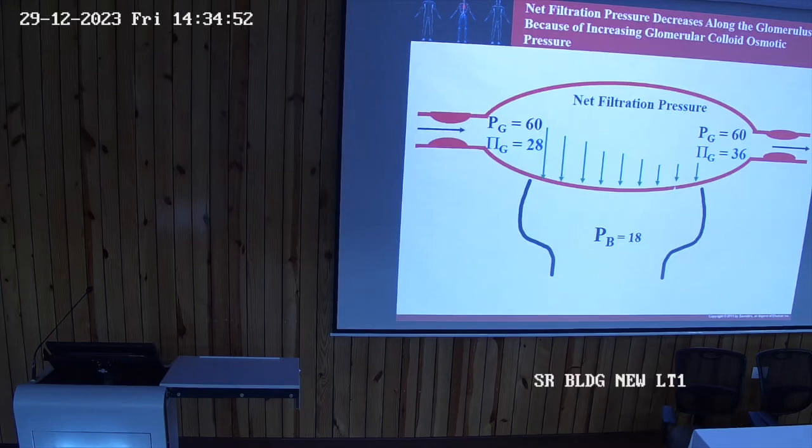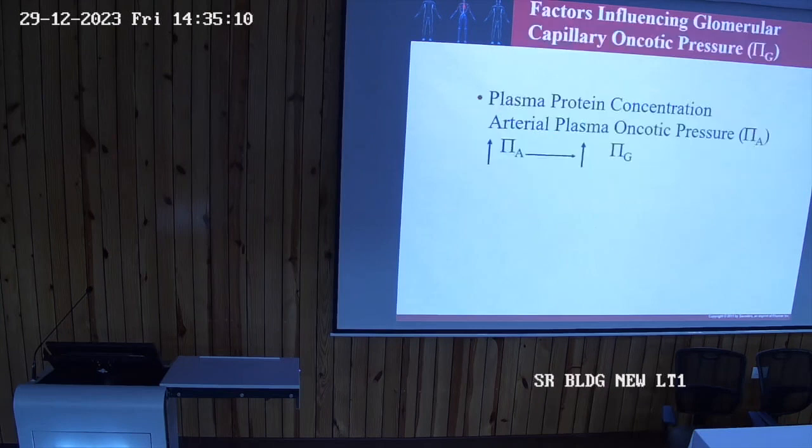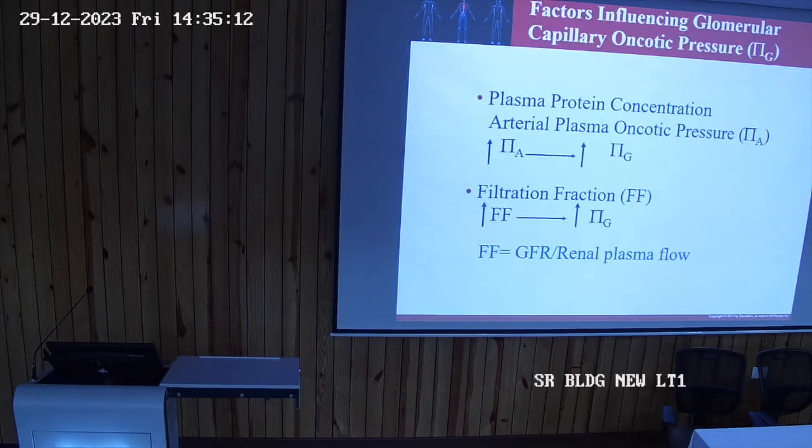Clear? So it is not a single slide or a single graph. You have to explain in detail what and why these values are seen on the slide. And this is the hydrostatic pressure of the Bowman's space. Plasma protein concentration, arterial plasma oncotic pressure: if it increases in the efferent arteriole, it is going to increase over here.